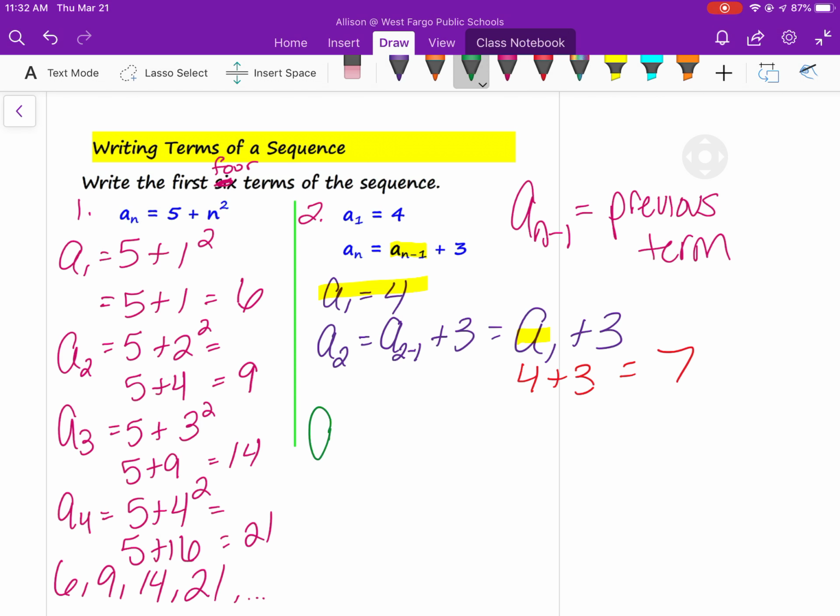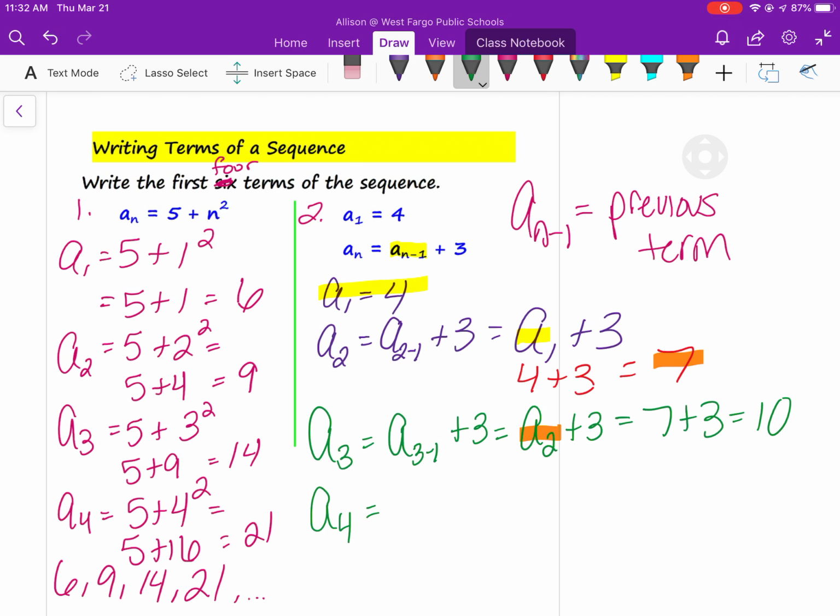Then if I want my third term, a sub 3, it's the previous term, the a sub n minus 1. So if I plug in 3 minus 1, you can see that's a sub 2 plus 3. So really I want the previous term or the second term. The second term was 7. So the second term plus 3 is 10. So a sub 3 is 10. A sub 4 equals the previous term, which is 10, plus 3, which would be 13. So the first 4 of this sequence would be 4, 7, 10, and 13. So the previous term plus 3.